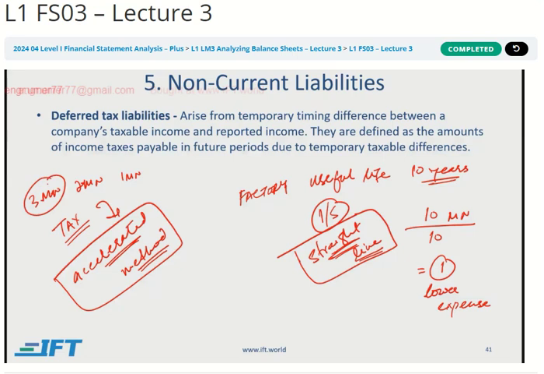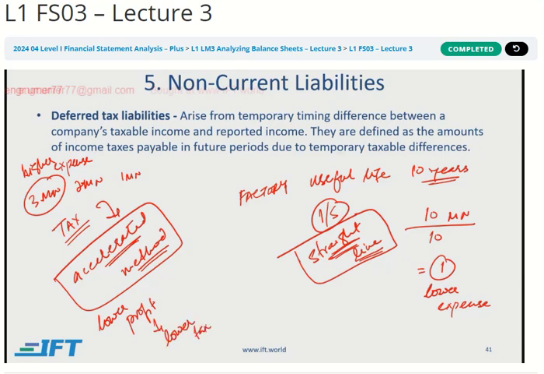Because the accelerated method has higher expense in the earlier years, that means lower profit in the earlier years, and lower profit means lower tax in the earlier years.